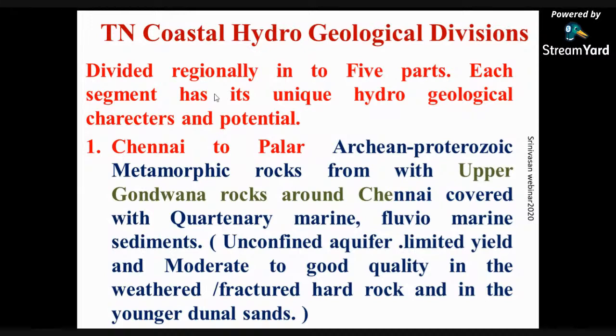So we get the Archaean, a geologically very old metamorphic rock, at the base level. Then we get some sedimentary rock called Gondwana rock. And they are covered with the marine and the fluvial sediment. So only an unconfined aquifer is there. So Chennai to Palar has an unconfined aquifer, and only limited to moderate yield we will get.